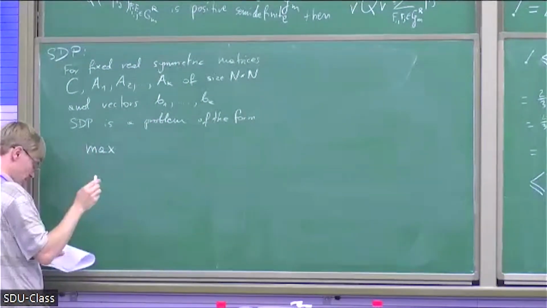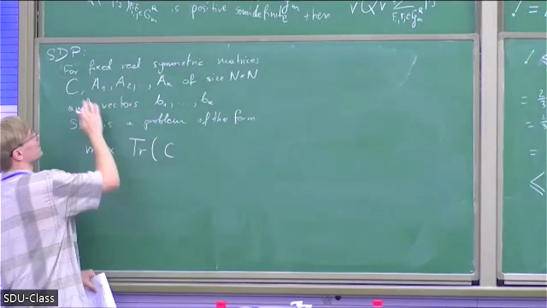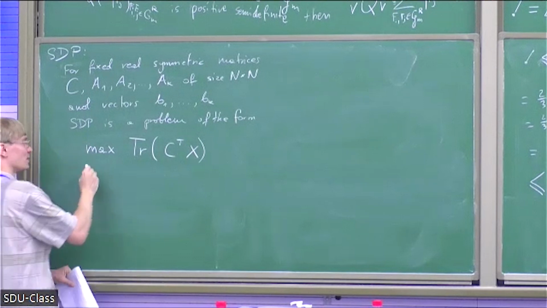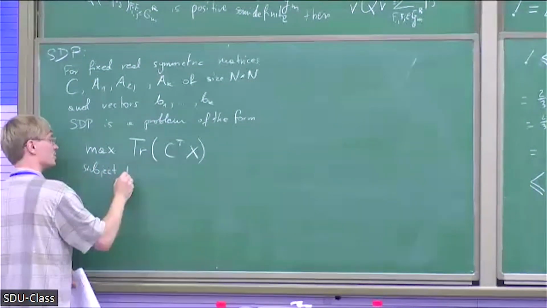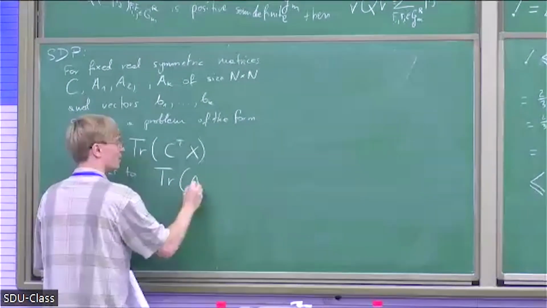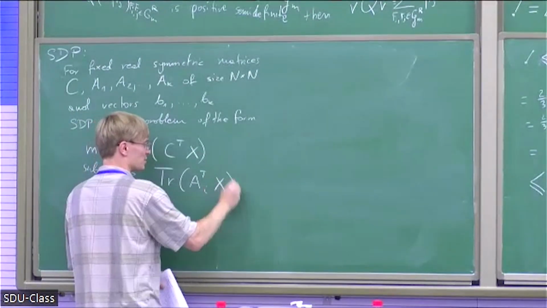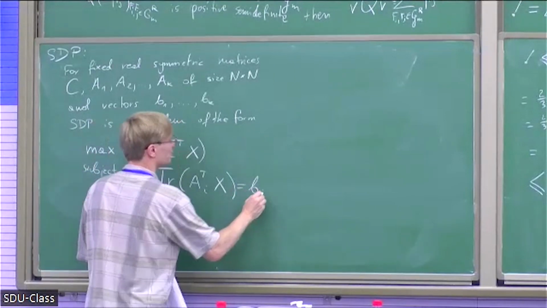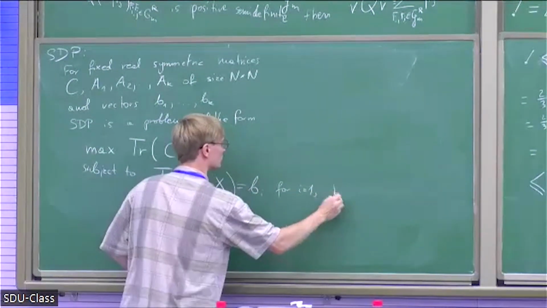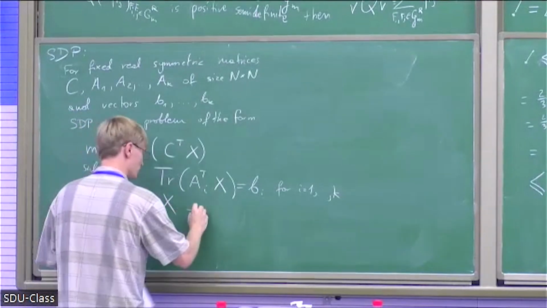Maximize trace of multiplication of this matrix C transpose times my unknown matrix X, subject to the following constraints. Firstly, trace of multiplication of any matrix from here times my matrix X gives the vector Bi. And X positive semi-definite.